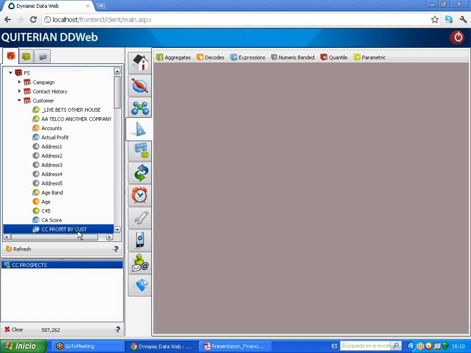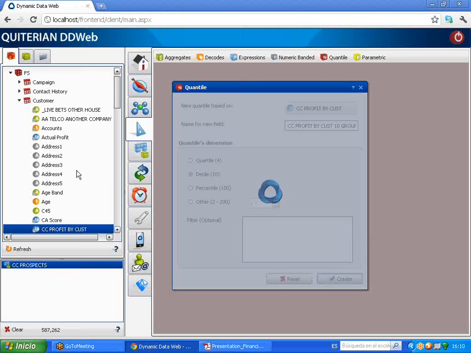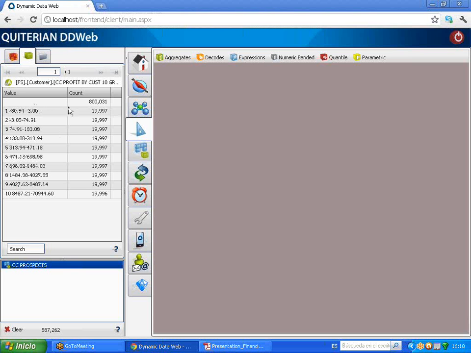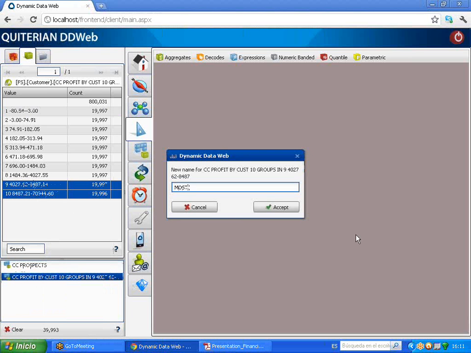Coming again to the credit card profit by customer, I need to do a quantile to better organize the data for analysis, like credit card profit by customer. Maybe 10 groups is okay to make a sample. Okay, I do it. Then, by opening it, I can see that there are 800,000 people who have no credit cards, and the rest, the people who have credit cards, sorted from the least profitable to the most profitable. I'm going to select these two groups as the most profitable credit card holders. Let's rename it.